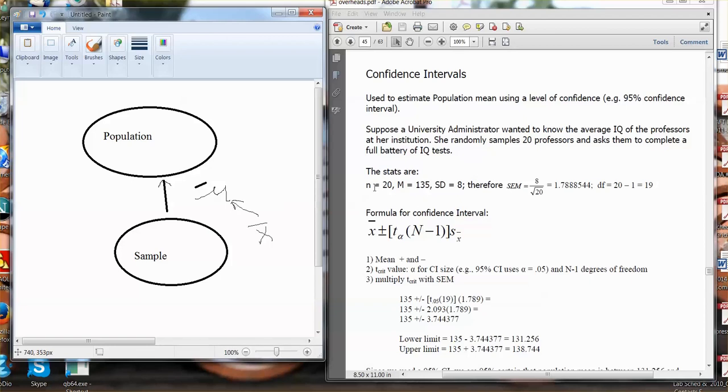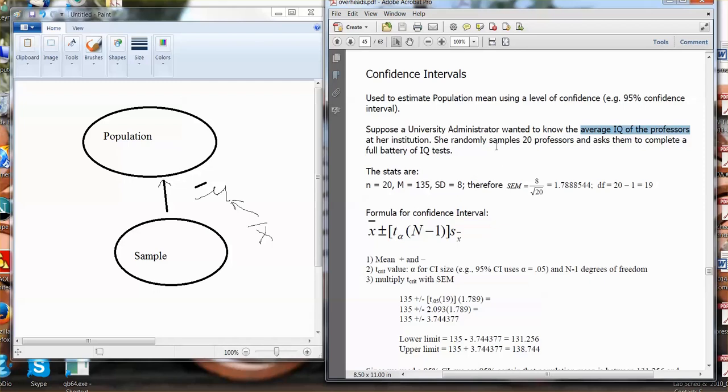So let's consider this example. Let's suppose the university administrator wants to know the average IQ of the professors at our institution. You could have every faculty member come in and take an IQ test, but the IQ tests take a long time. It takes several hours to assess an individual, and even a small institution like TCNJ has like 330 some odd professors, so that would take an enormous amount of time.